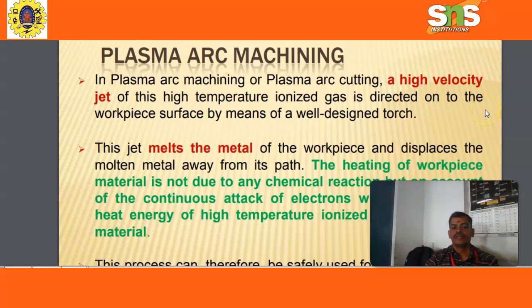Today the topic is plasma arc machining. In plasma arc machining, or plasma arc cutting, or plasma processing, a high velocity jet of high temperature ionized gas is directed onto the workpiece surface by means of a well designed torch.